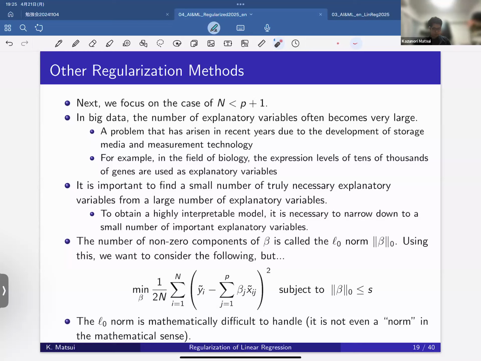The number of non-zero components of beta is called the L0 norm, and ideally, we would want to consider a minimization problem where the number of non-zero components is less than or equal to some number. However, L0 is mathematically difficult to handle. It's not even a norm in the mathematical sense.